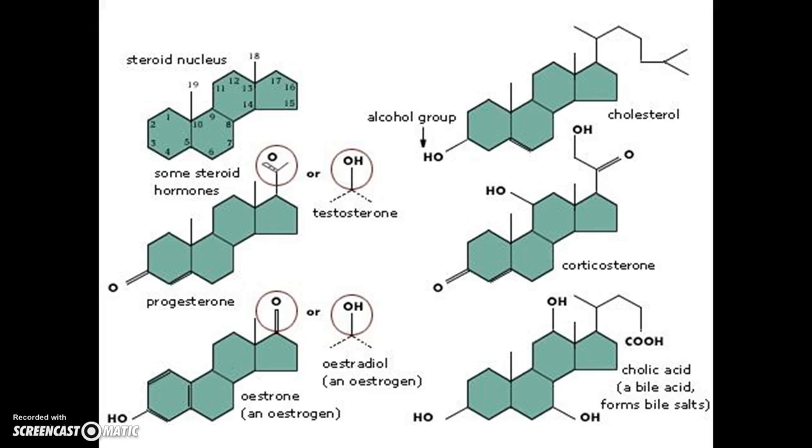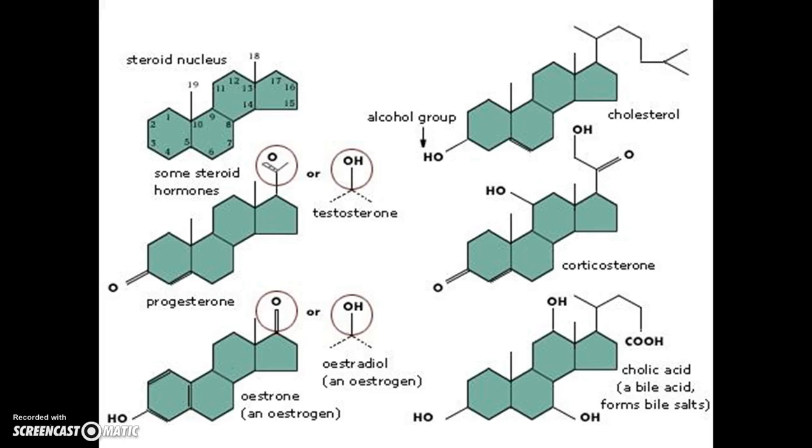So as you can see on this picture, the 4 fused carbon rings are very recognizable, and you shouldn't have any trouble distinguishing those from your triglycerides, phospholipids, or your waxes. They are completely different structures, and when you identify these, you should be able to do that based on the carbon rings. So that is our lecture on lipids.